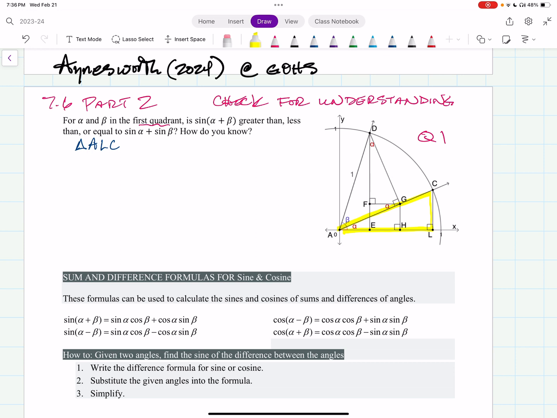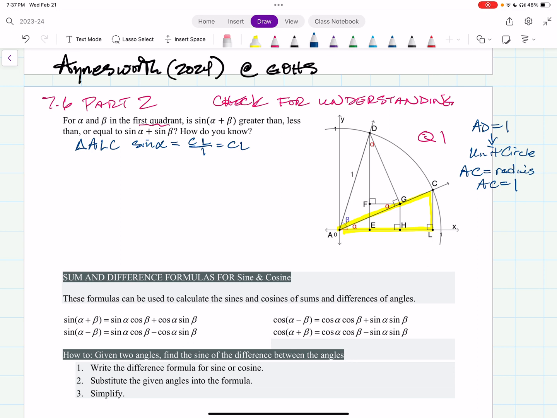In this triangle, sine of alpha is equal to the opposite side, which is CL, divided by the hypotenuse, which is from A to C. And guess what? AC is a radius. This is a unit circle, you can tell because AD is 1. And AC is also a radius, so AC is length 1 as well. So it's CL divided by 1, or CL.